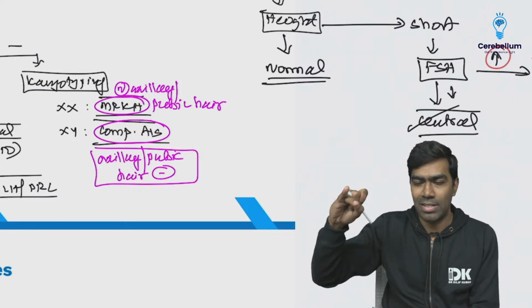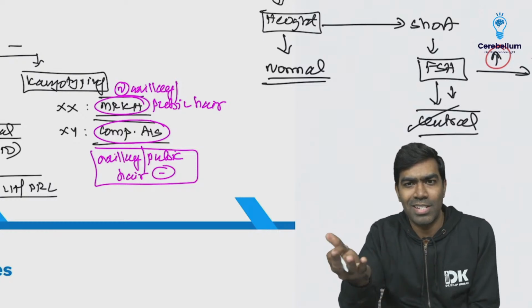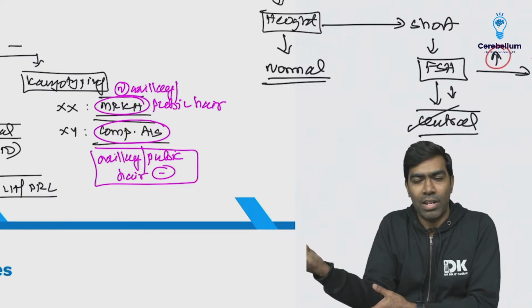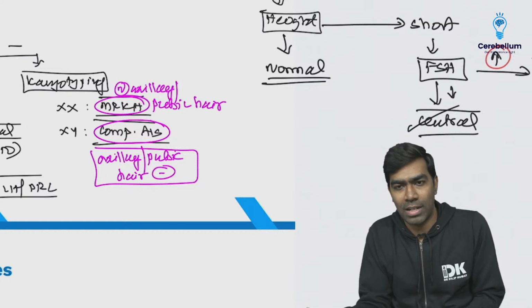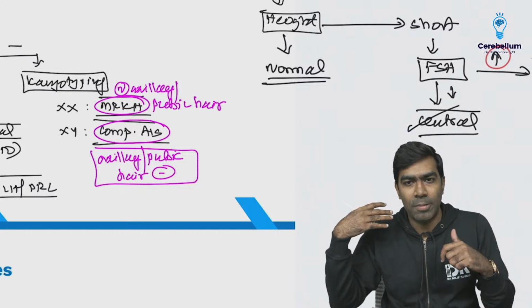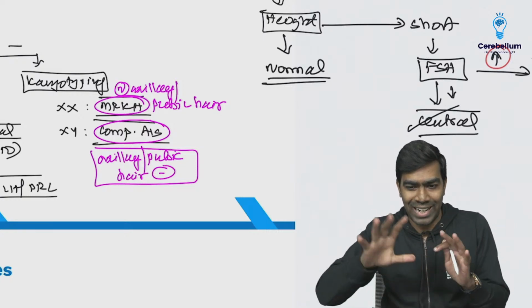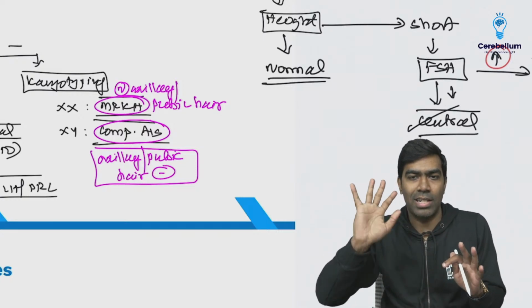Short stature, streak ovaries, cardiovascular problems. Simple. There are plenty of other issues. They can have a wide carrying angle, that's called cubitus valgus. They can have webbing of the neck. They can have so many other problems, but the classic triad is three.